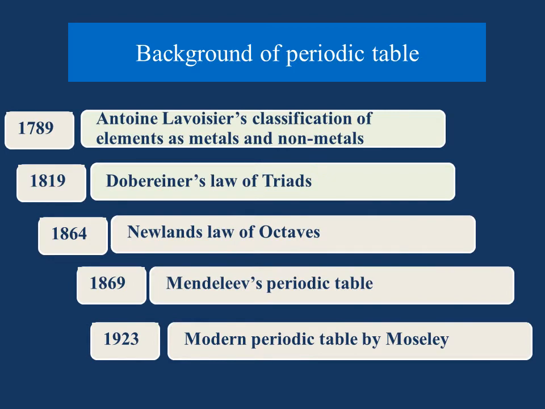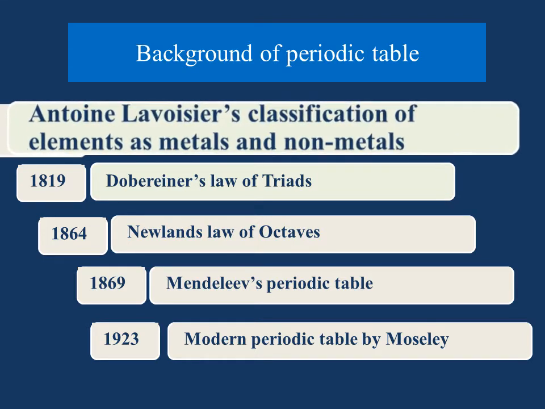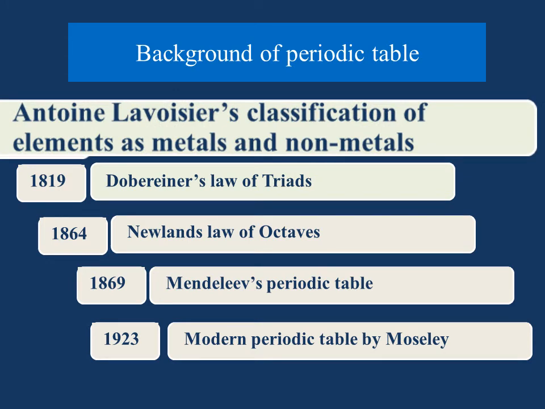Many scientists have given their tireless effort to establish the present form of the periodic table. The major contributions for it were by Antoine Lavoisier, Johann Dobereiner, John Newlands, Dmitri Mendeleev, and Henry Moseley. At first, let's know about the classification of elements as metals and nonmetals.